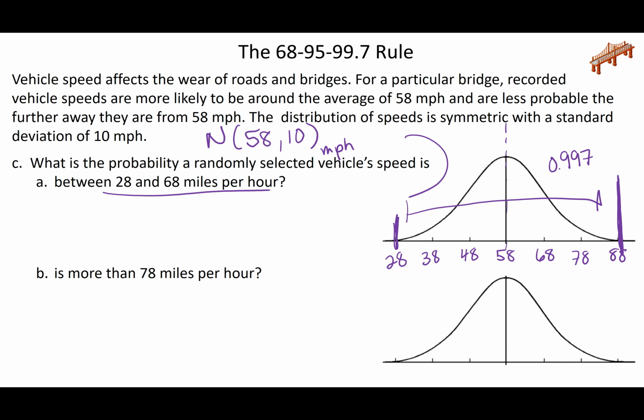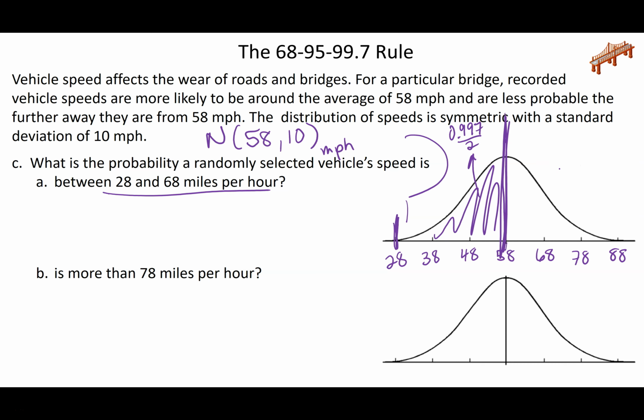If I fold it in half exactly on this middle, so I don't want this half, I just want this half. This is 0.997 divided by 2. So that is my argument there. So my wedge 1, 0.997 divided by 2, that's my first wedge, plus, now I'm going to get my second wedge ready.